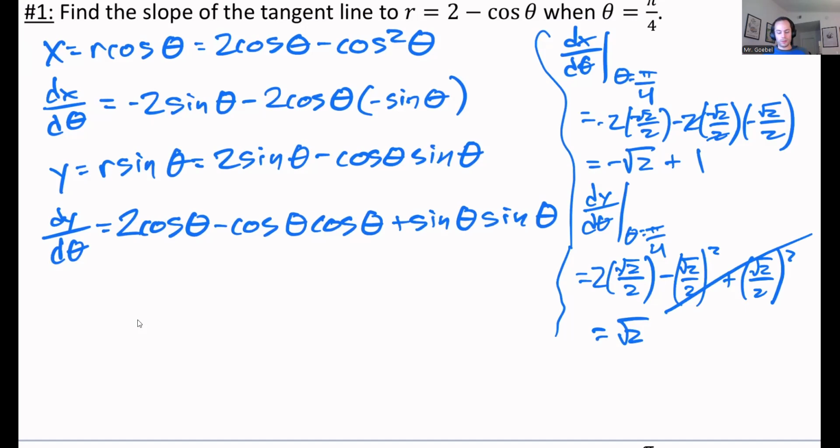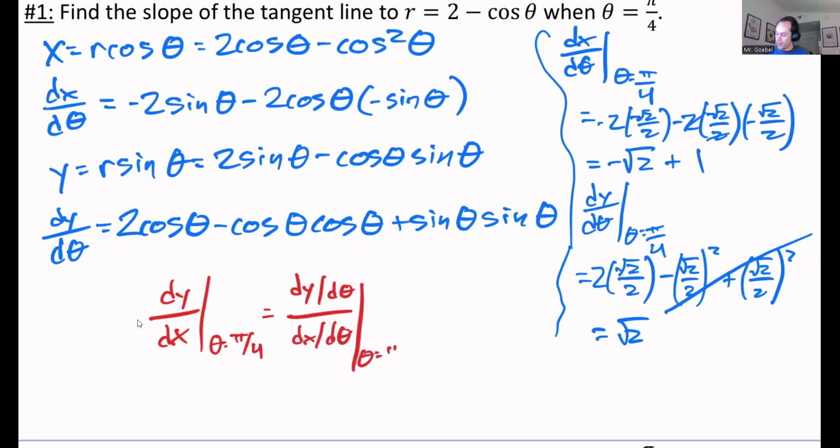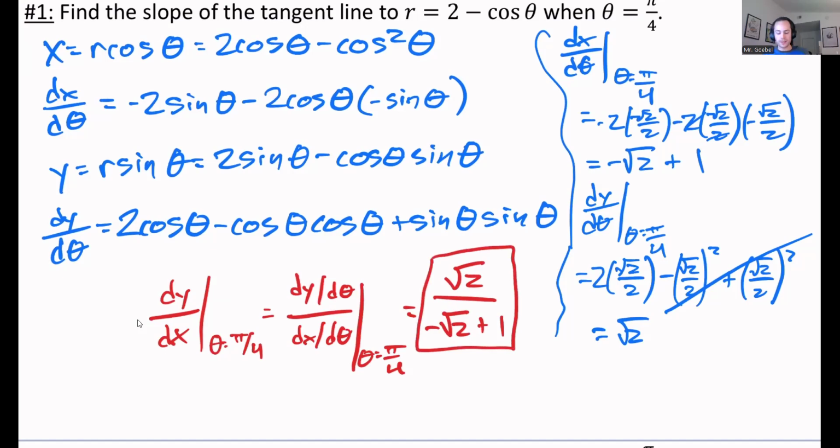All right, here we go. We got dx d theta when theta is pi over 4. We got dy d theta when theta equals pi over 4. Ready for our final answer. Dy dx when theta equals pi over 4 is just dy d theta over dx d theta when theta equals pi over 4. So I'm going to take my two answers. The y goes on top. The x goes on the bottom. And there we go. And if you gave me that answer on one of my tests, that's perfect. You don't have to do anything else.